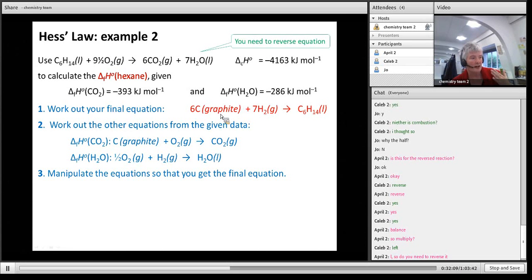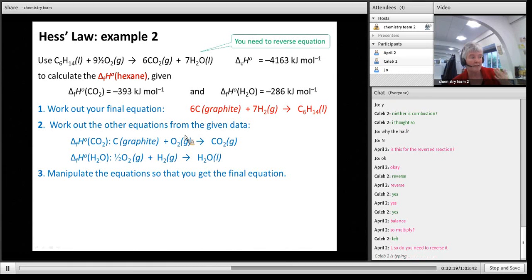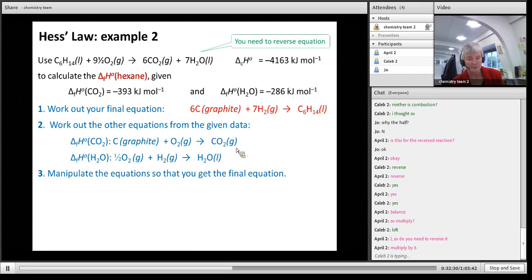So here, remember, I'm going to need carbon, graphite on the left, and I need 6 of them. The only place I can get graphite is from equation 2. So what do I need to do to equation 2? Multiply by 6. So I've got to have a 6 in front of the carbon, a 6 in front of the oxygen, and a 6 in front of the carbon dioxide.